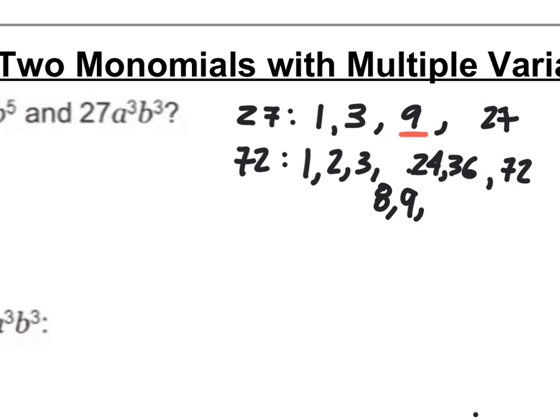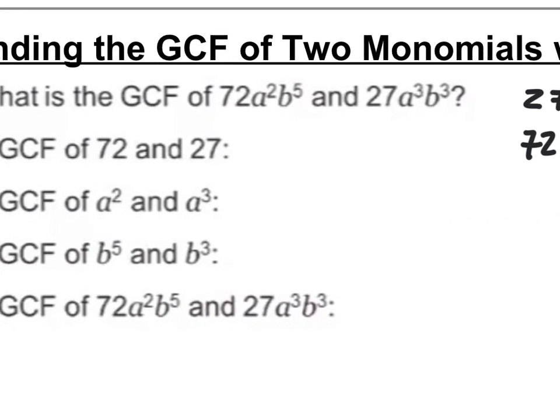So what I notice is that 9 is the largest common number out of these factors. So my greatest common factor is 9. So that's another way to do it. You could just write out the factors of it. And so I know that we've got a factor of 9.